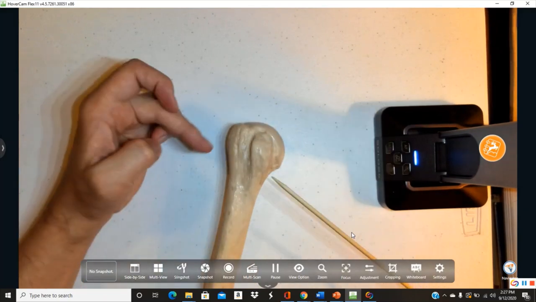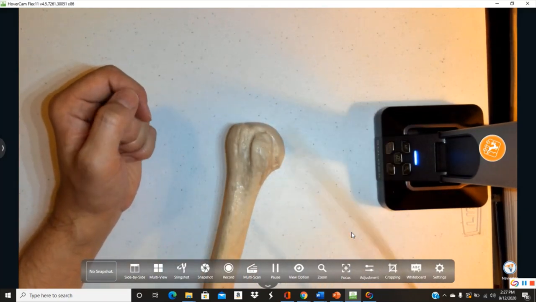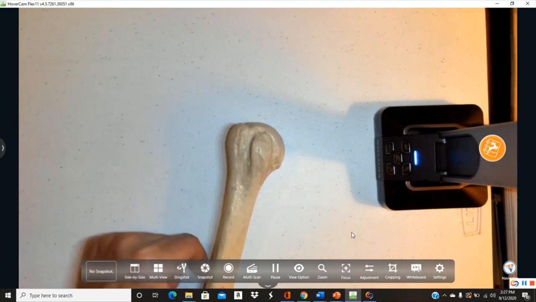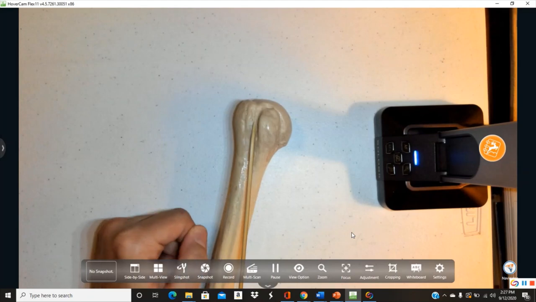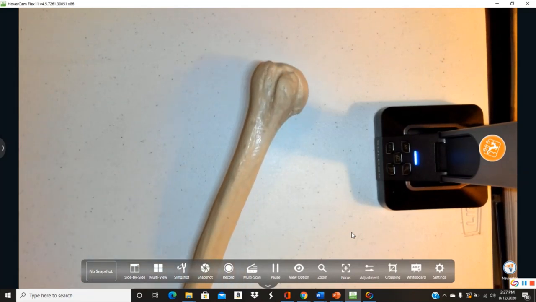So the greater tubercle is more lateral, the lesser tubercle a little bit more medial, and between the two is the intertubercular groove, also called the bicipital groove because the biceps tendon passes through that anatomically.